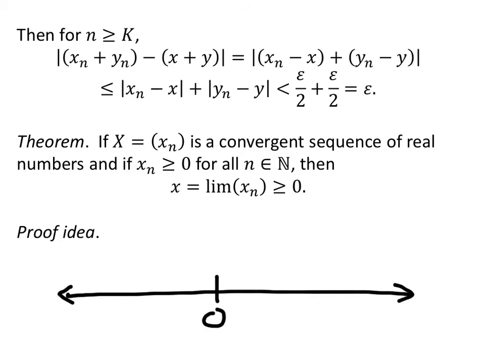Here is 0. And all of the terms of the sequence are out here somewhere. There is no way that the terms of the sequence could suddenly hop over here so that this is the limit. That's a big fat x there. There's no way it can happen. And here's why it can't happen.